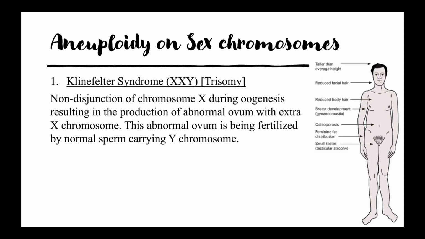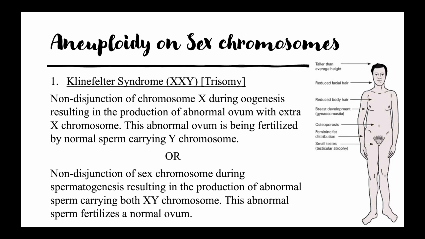This abnormal ovum is then fertilized by a normal sperm carrying Y chromosome. Or it can also result from the non-disjunction of sex chromosomes, both X and Y, during spermatogenesis, resulting in the production of abnormal sperm carrying both X and Y chromosome. This abnormal sperm will then fertilize a normal ovum.